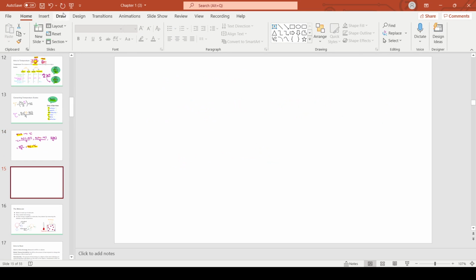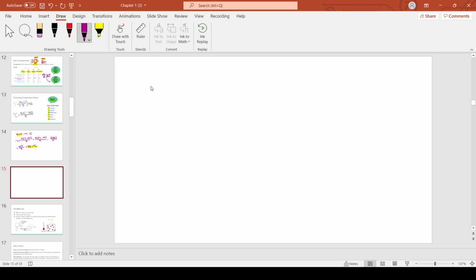Let's try converting 42 degrees Celsius. Actually, let's do a nice big number. We'll say 42 degrees Celsius, and convert that to degrees Fahrenheit. So the degrees Fahrenheit formula is going to equal 9 times degrees Celsius over 5 plus 32.